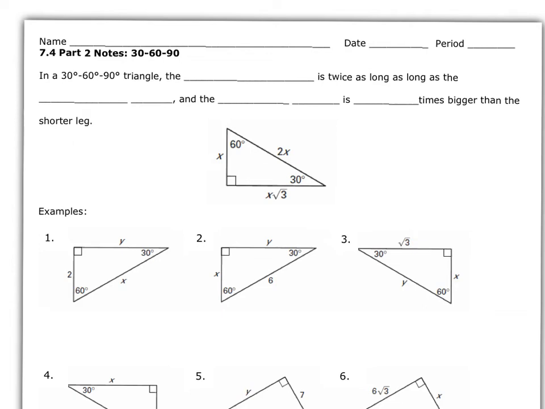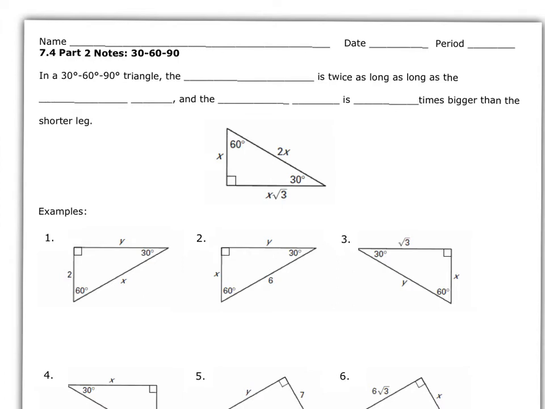All right, so today is 30, 60, 90 triangles. This is the other special right triangle. Previously we did 45, 45, 90, which was an isosceles right triangle. Now we're going to do 30, 60, 90.